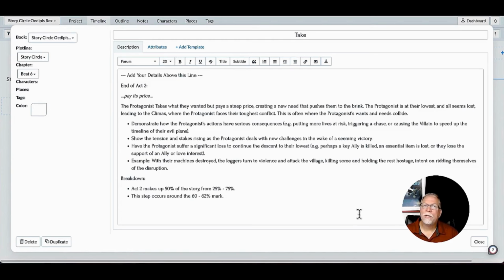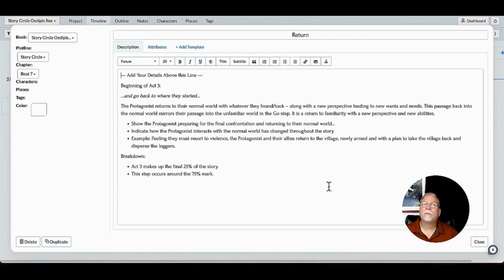That price creates new needs that push them to the brink. The protagonist is at their lowest at this point, and all seems lost. It seems like they are not going to achieve victory. This leads to the climax where they face their toughest conflict yet. The stakes and tension are at their very highest point in the plot.